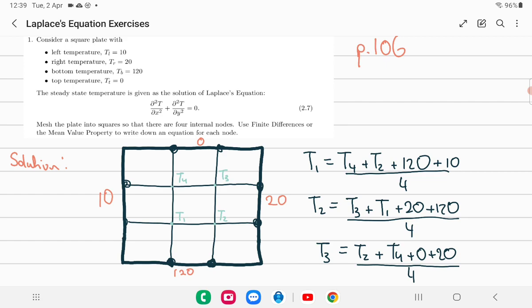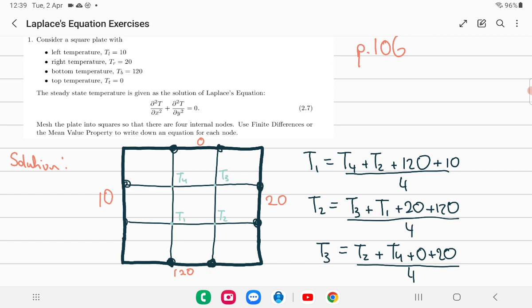So you got a square plate, you got a left temperature 10, you can see that below, a right temperature 20, you can see that below, bottom temperature 120, top temperature 0. The steady state temperature, so what it doesn't really say and it should, is that this plate is insulated on the top and the bottom. Steady state temperature is given the solution of this, mesh it into squares.